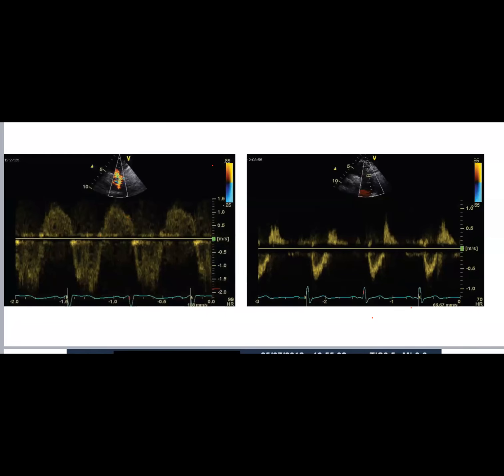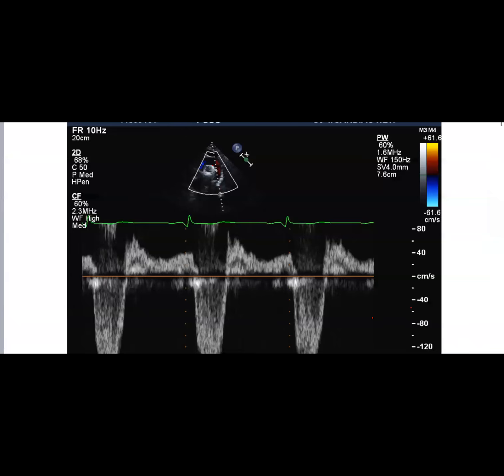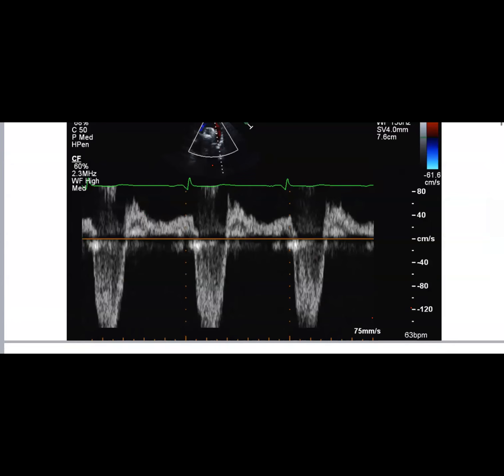Okay, good. Now, this one is a patient of mine, and this is the descending aorta, and you see the reversal. It's a big deal, right? Without quantification, yes, but if we apply TVI, it will be more than 20. This is the descending aorta.